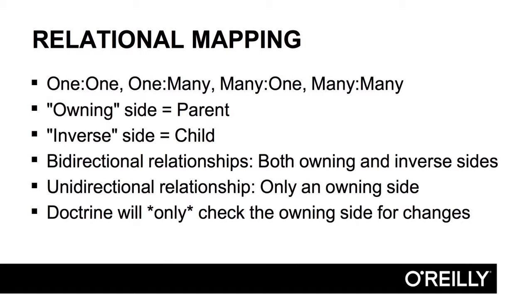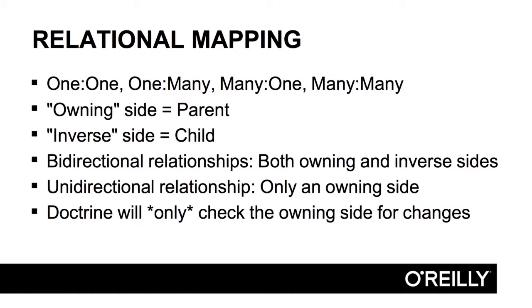One of the main features of ORM is its relational mapping capabilities. It supports the major mapping types, including one-to-one, one-to-many, many-to-one, and many-to-many. Doctrine has its own unique terminology for parent and child. The parent is referred to as the owning side, and the child is referred to as the inverse side.